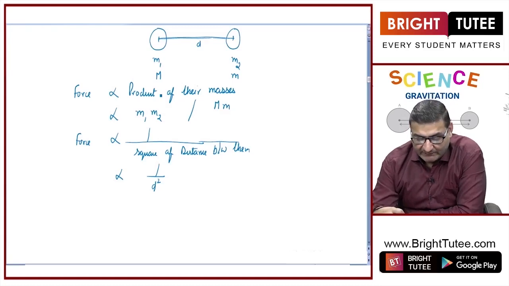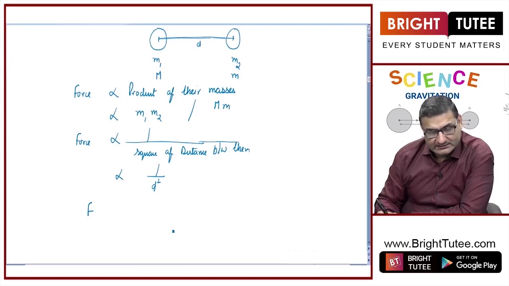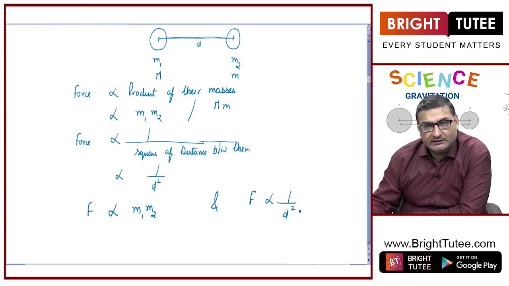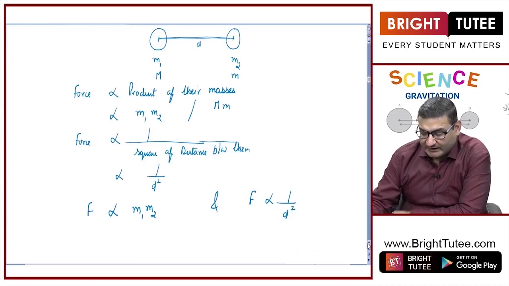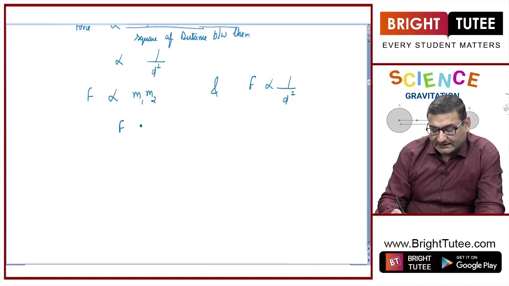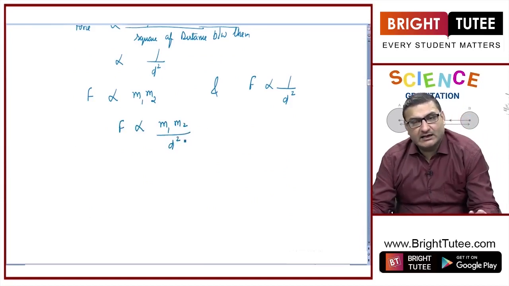Got it? Now, if I combine both these things, what I will get is that the force F is directly proportional to m1 and m2, the product of the masses, and I also said that according to the universal law of gravitation, F is inversely proportional to the square of the distance between them. So, if I combine these two things, what I will get is that F is directly proportional to m1 m2 upon d square.